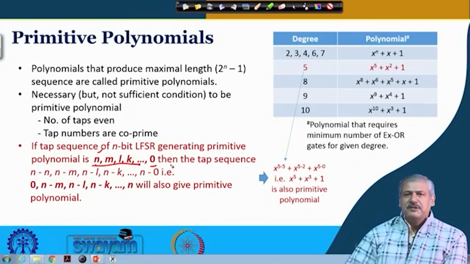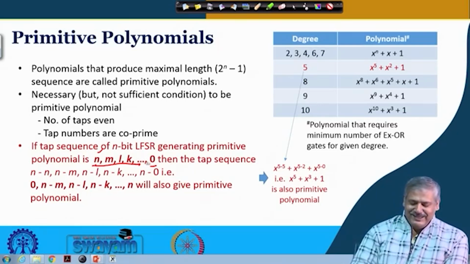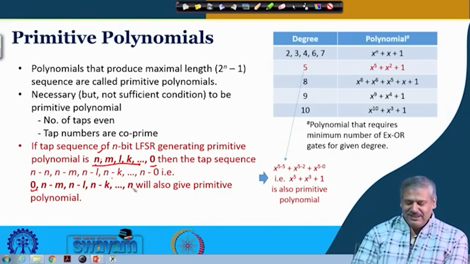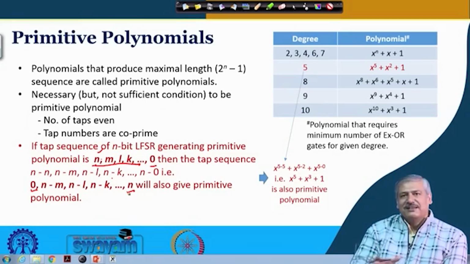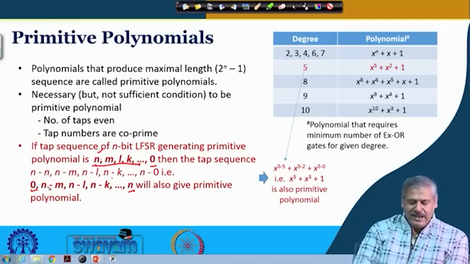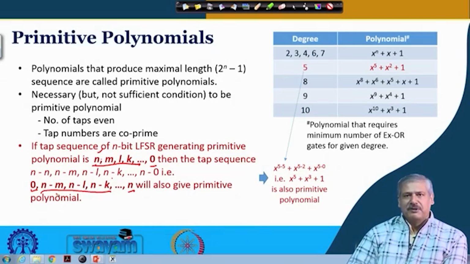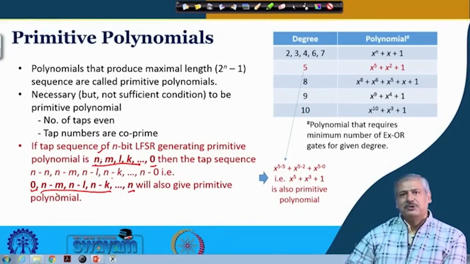Then if that gives a primitive polynomial, then n minus n, n minus m, n minus l, n minus k, n minus 0, of which the first one will give you 0 and the last one will give you n. So, basically they do remain. And the other values are just n minus the particular tap number. That will also give a primitive polynomial. That will also give a maximal length sequence and a pseudo random number generated of that particular length.